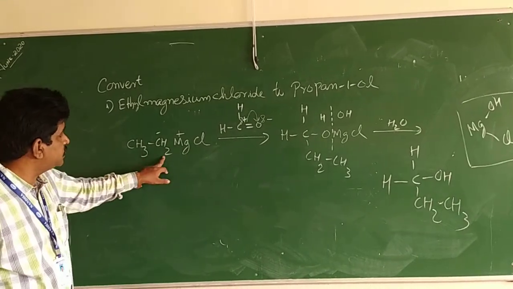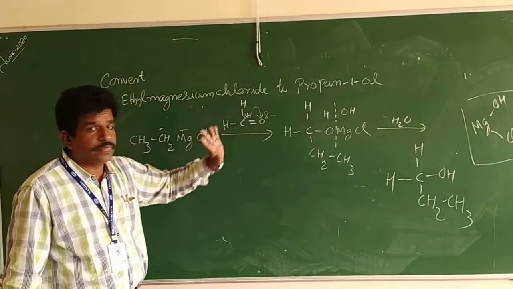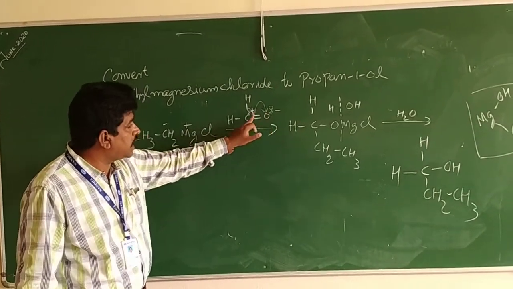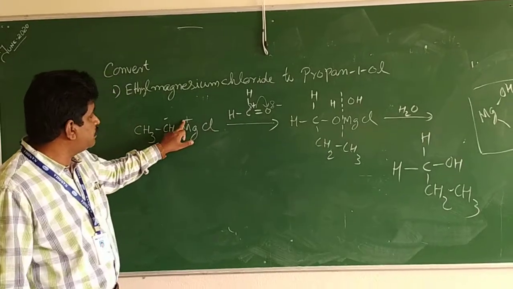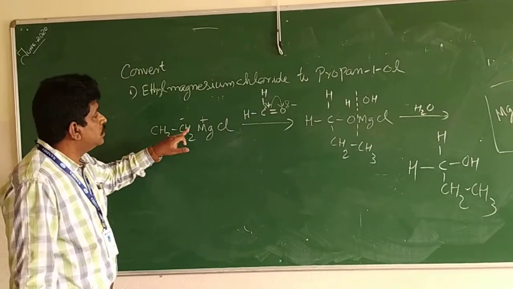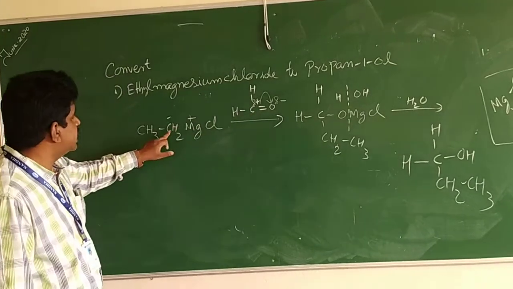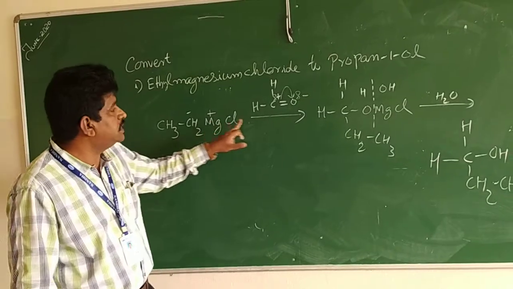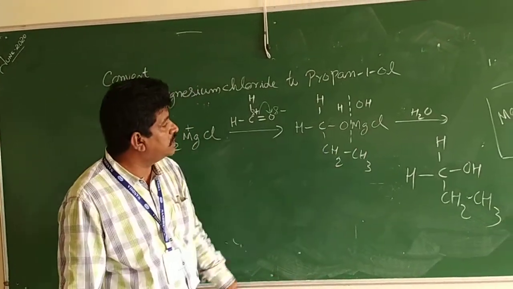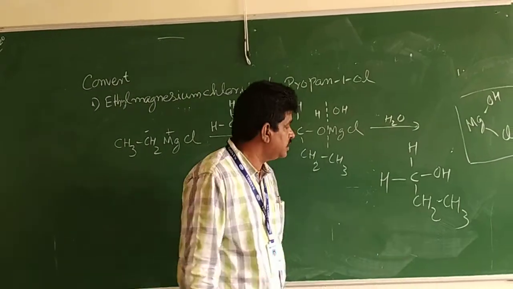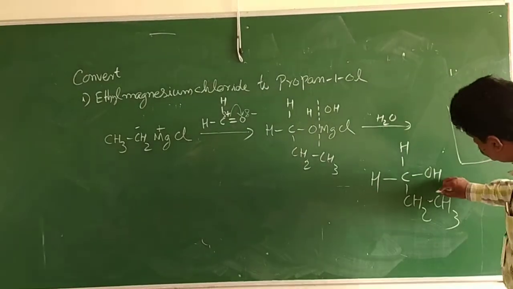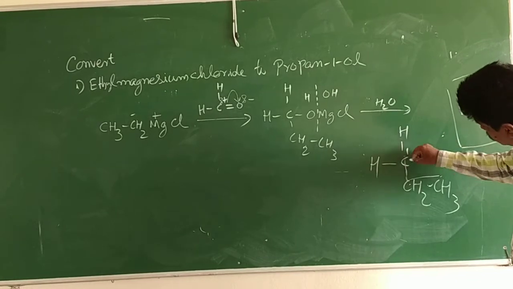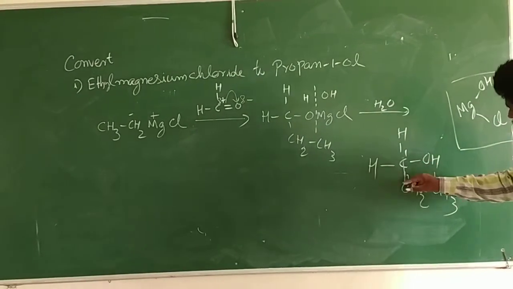So CH3CH2MgCl, HCHO. In this, oxygen is highly electronegative, so this oxygen will be slightly negative, carbon will be positive. To this positive carbon, this negative part will attach, that is CH2CH3, and to this negative part, MgCl will attach, and that on hydrolysis we will get the primary alcohol. This is nothing but propan-1-ol. 1, 2, 3. So from here you can start 1, 2, 3. Propan-1-ol.